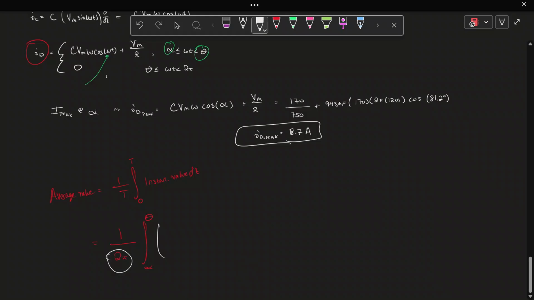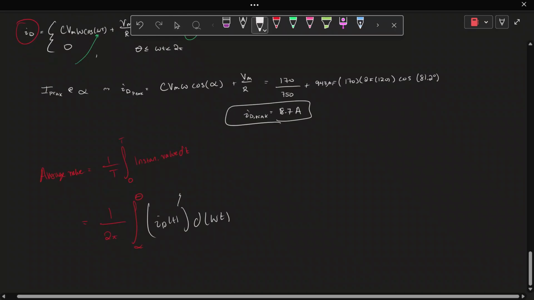And that won't change, by the way, unless in a specific equation they use 1 over pi. Sometimes they do. Then you use 1 over pi. These bounds will change depending on what your bounds are for the problem. Anyways, now we plug in ID of t for when omega t is between theta and alpha. And this is d omega t.